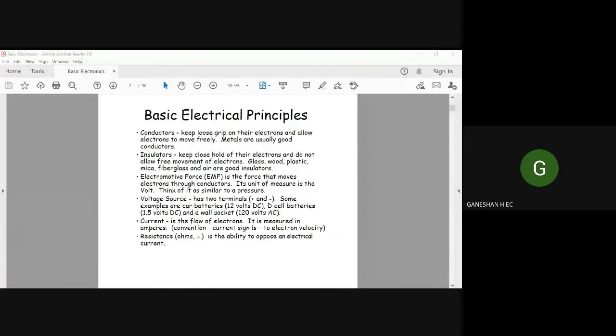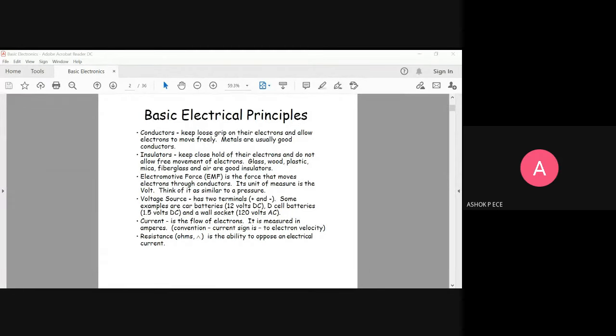Sir, AC is current which changes periodically. Ganeshan, yes, please unmute and speak. Yes, sir. DC has a steady flow of current, sir. Okay. And what is the expansion of DC? Direct current. Very good. DC is direct current. Good. AC? AC is alternating current in which the polarity of the current changes with time.